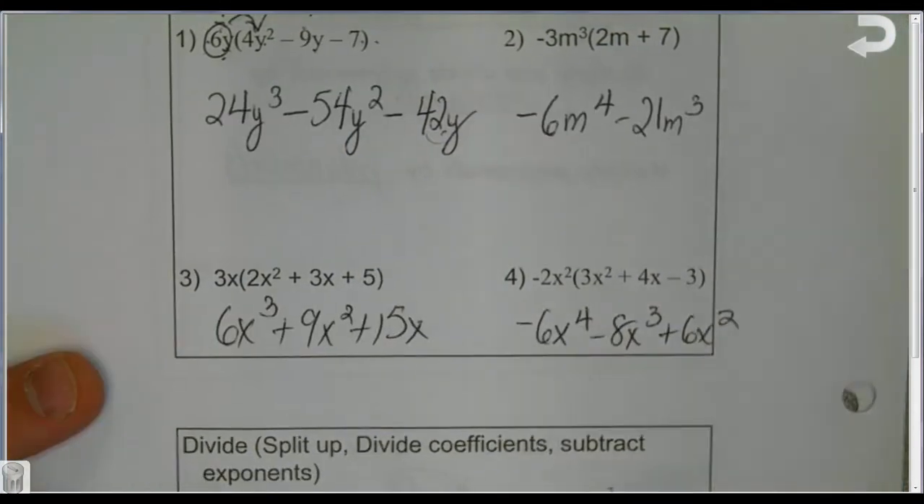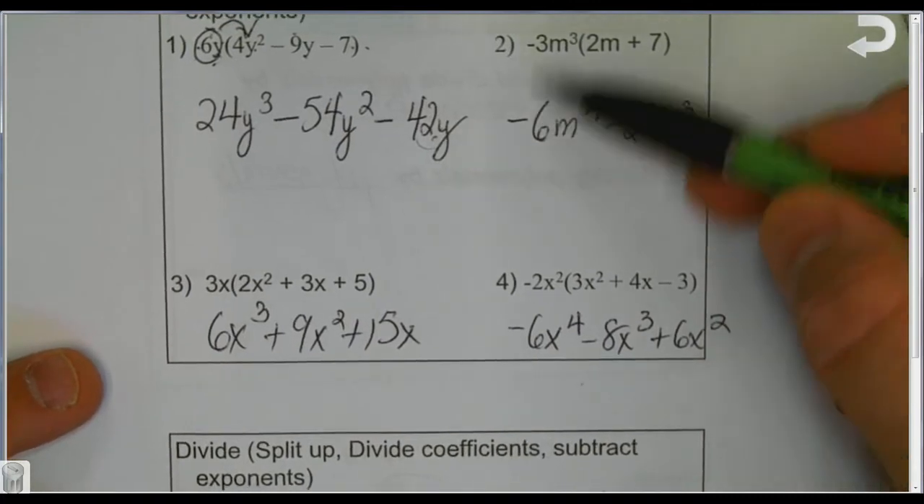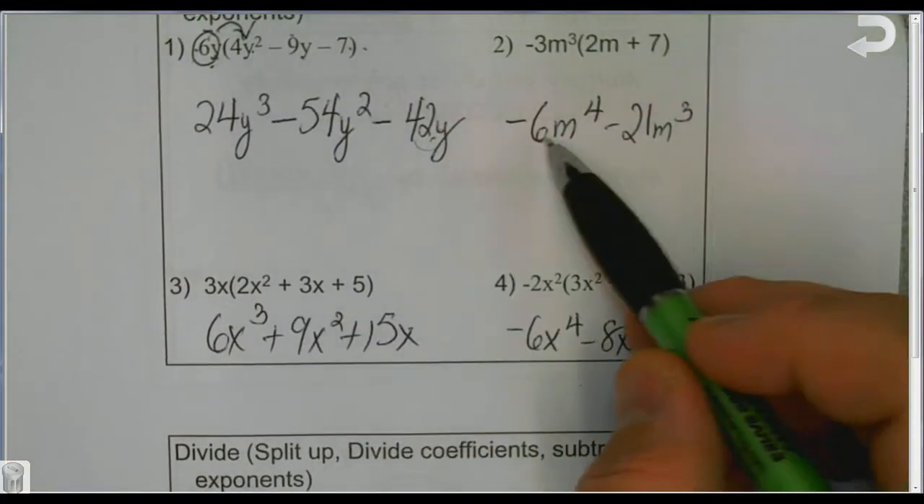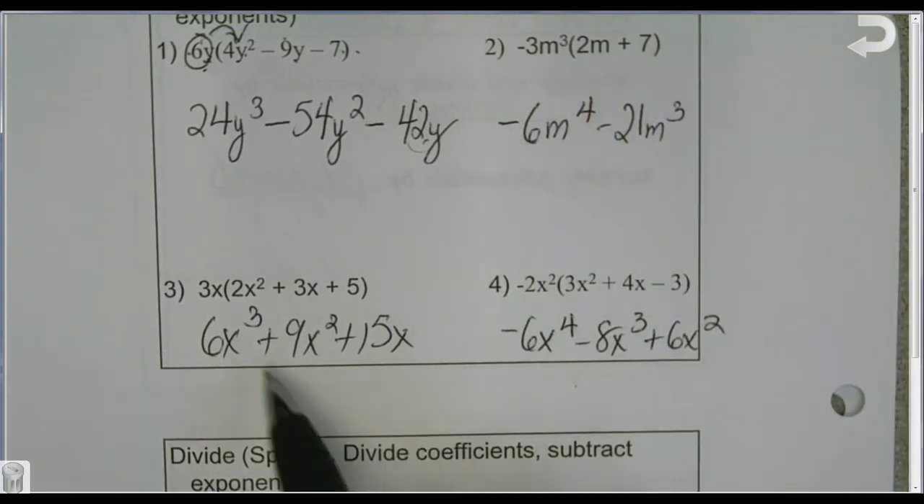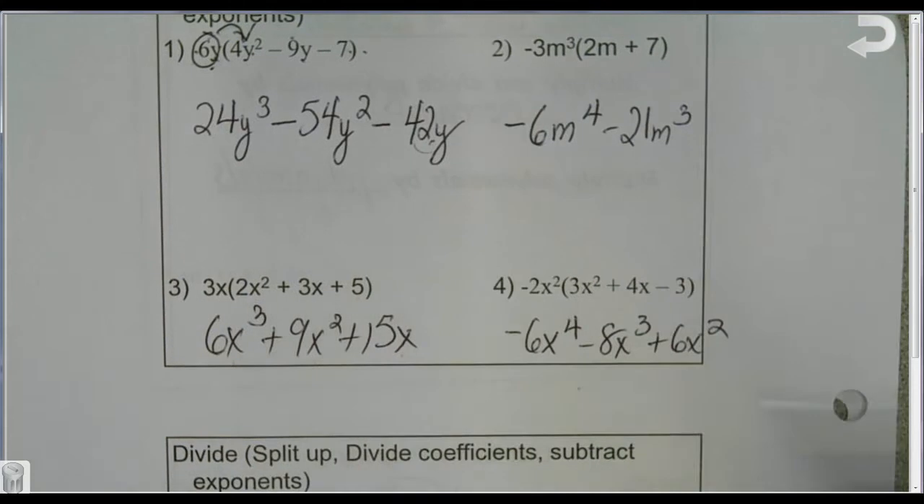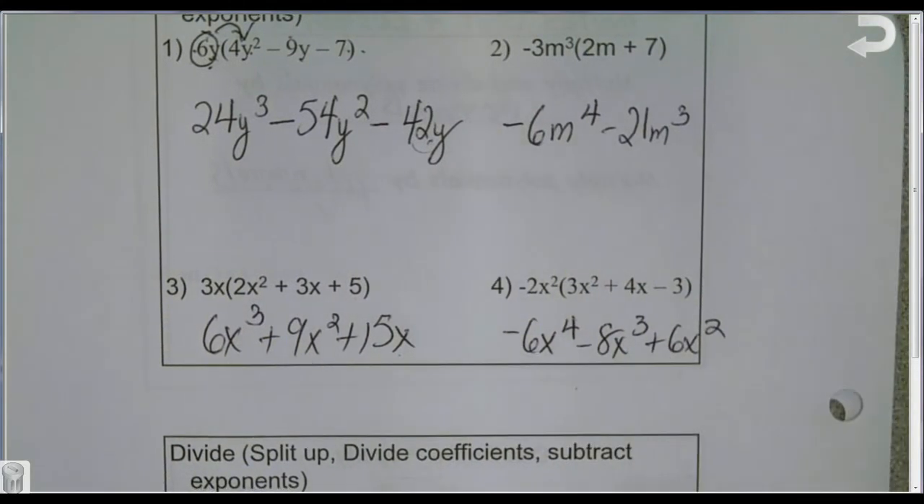Okay, so we went ahead and finished 2 through 4, and here we have distributed the negative. So it's negative 6m to the 4th, negative 21m cubed, 6x cubed plus 9x squared plus 15x, and then negative 6x to the 4th minus 8x cubed plus 6x squared. And we're good to go.